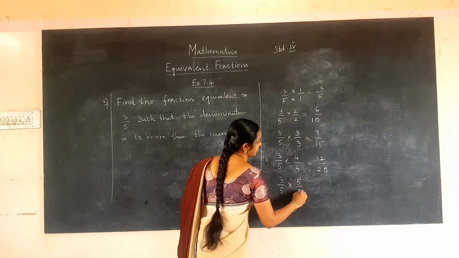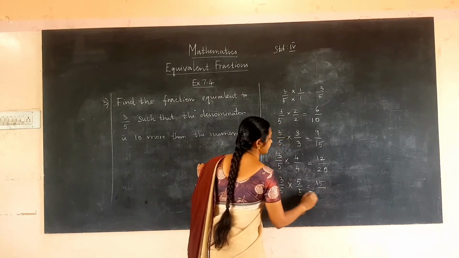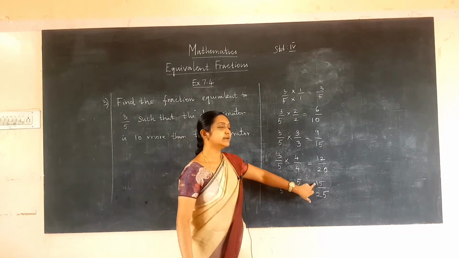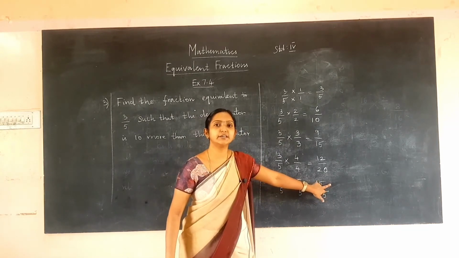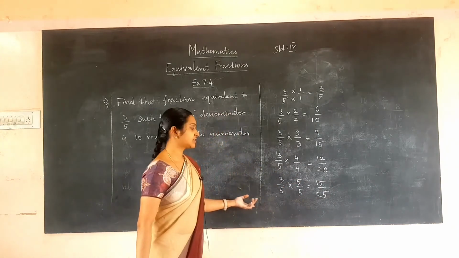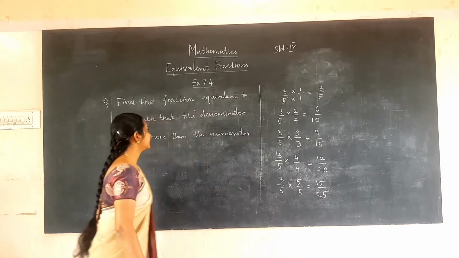Now, multiply it by 5. 5 3s are 15. 5 5s are 25. Now, add 10 to the numerator. 15 plus 10 is 25. We are having 25 in the denominator. So, the equivalent fraction is 15 by 25.